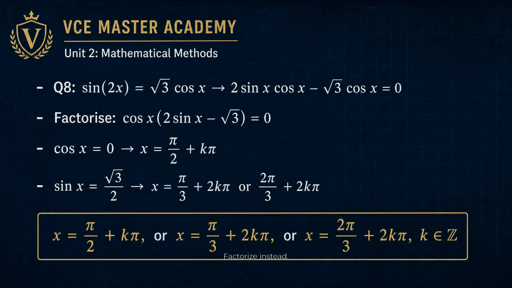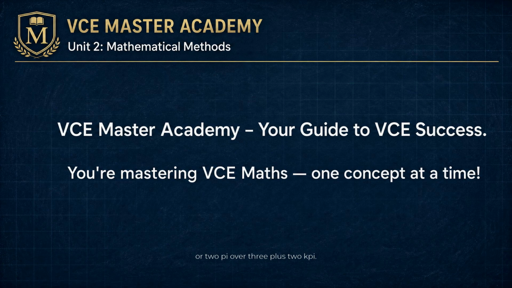Factorize instead. Cos x times bracket 2 sine x minus root 3 equals 0. Factor 1. Cos x equals 0. X equals pi over 2 plus k pi. Factor 2. Sine x equals root 3 over 2. Pi over 3 plus 2k pi, or 2 pi over 3 plus 2k pi. 3 families. X equals pi over 2 plus k pi, or pi over 3 plus 2k pi, or 2 pi over 3 plus 2k pi. K is any integer. Every single one matters.